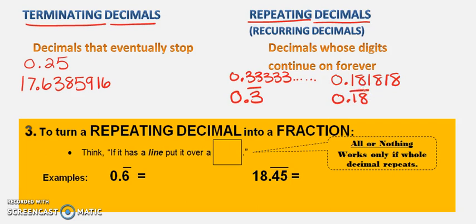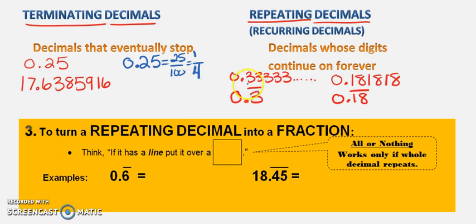Now, terminating decimals are going to be out of 10 or 100 or 1,000. For example, 0.25 is 25 hundredths. Of course, we would simplify that to 1/4. All right, so 25 hundredths is the same as 1/4.